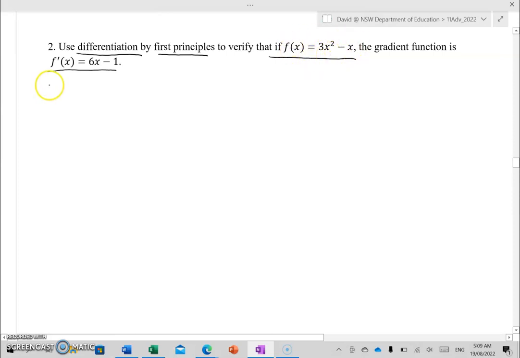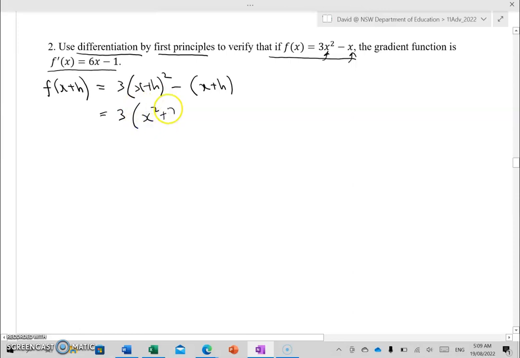Now remember, the first thing that we do is we calculate the messy bit, which is the f bracket x plus h. So every time an x appears here, we're going to change it to x plus h in brackets. So bracket x plus h squared minus bracket x plus h. Okay, so for this one, let's leave the 3 here. Let's expand this bracket first. So it's a perfect square.